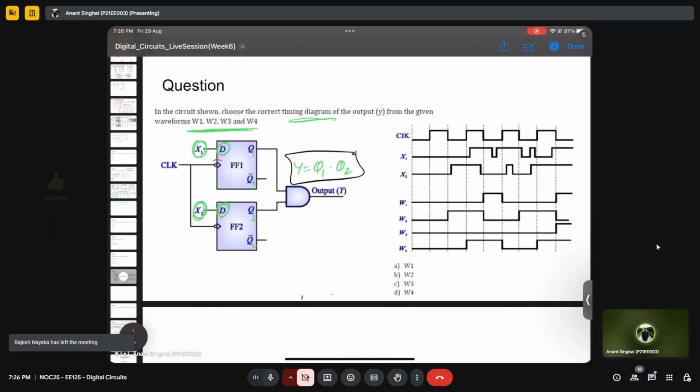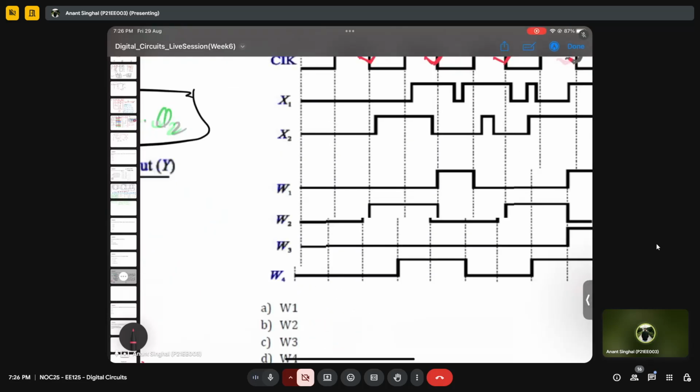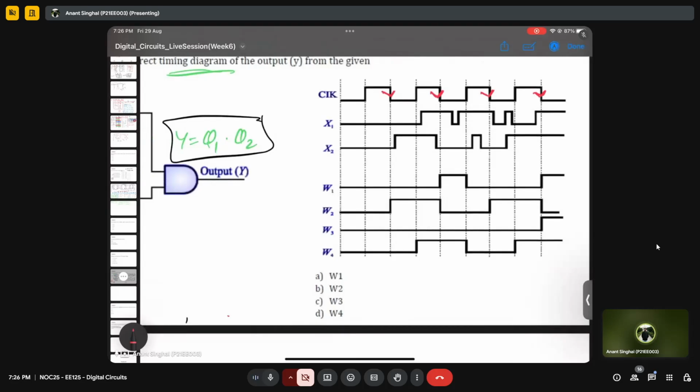So this is a negative edge triggered flip flop because the clock has a dot and then a line. The positive edge flip flop is like this, and the negative edge triggered flip flop is like this. So we have to check at all the negative edges, which is this. So maybe I can make a diagram here only. Let's try to make Q1.